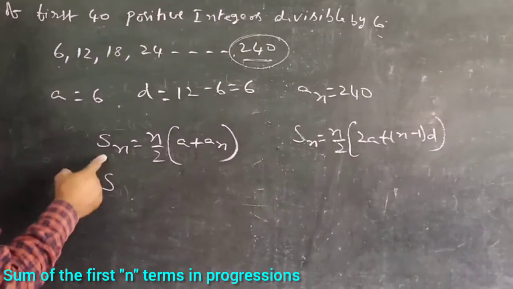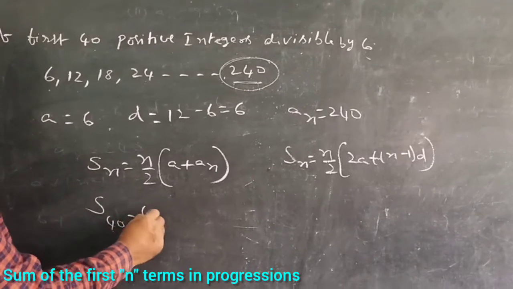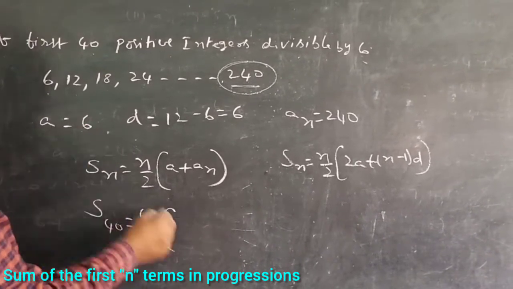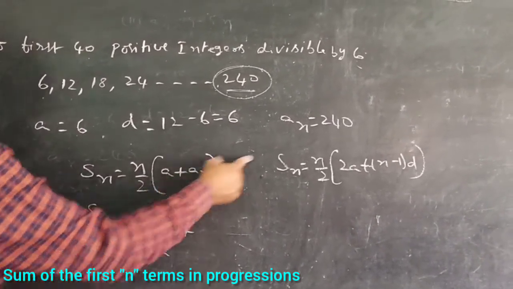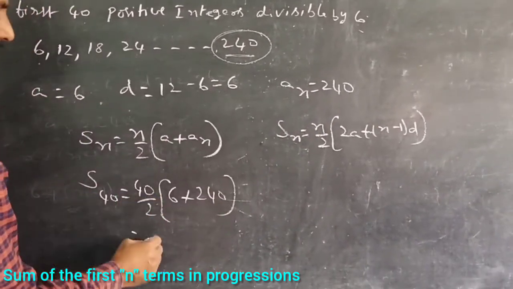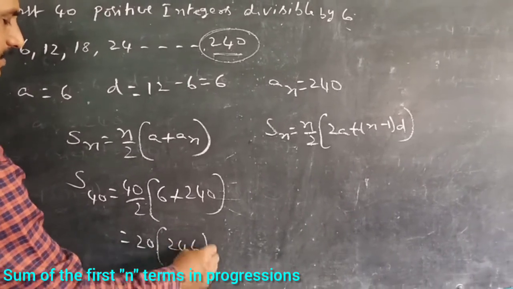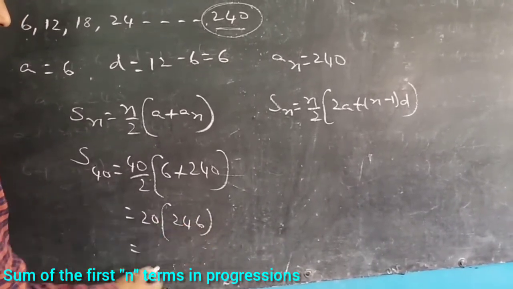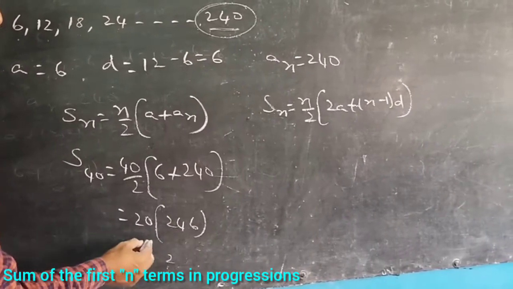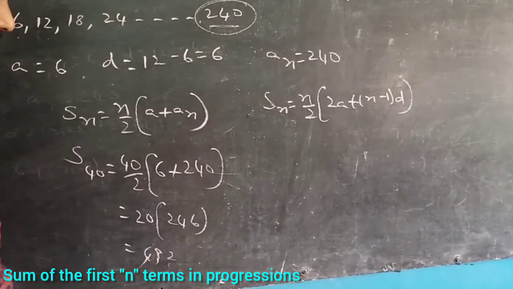So here, how many observations are there? 40. S40 is equal to 40 by 2 into (a, value 6, plus an, value 240). 40 by 2 is 20, into 246. So what is it? 246 times 20 is 4920.